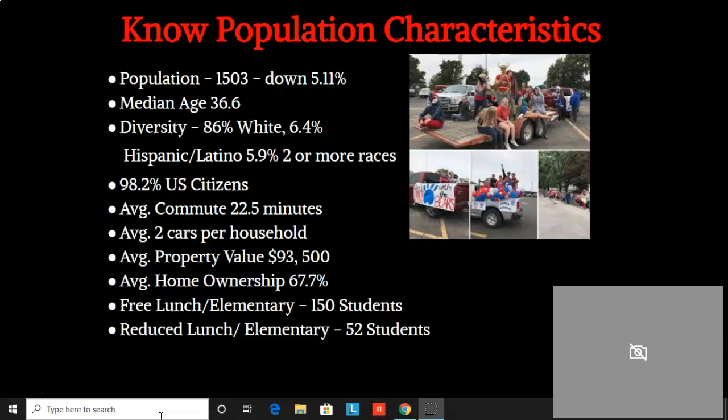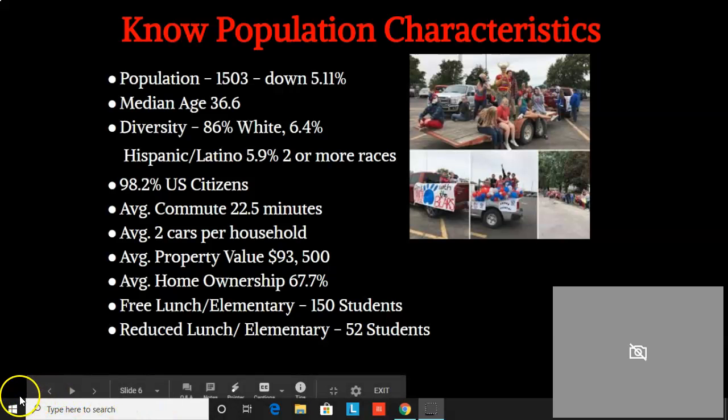The average car per household is 2. The average property value is $93,500, and only about 67% of the community owns their own home. We have about 150 students on the free lunch in the elementary and about 52 students on the reduced lunch in the elementary.